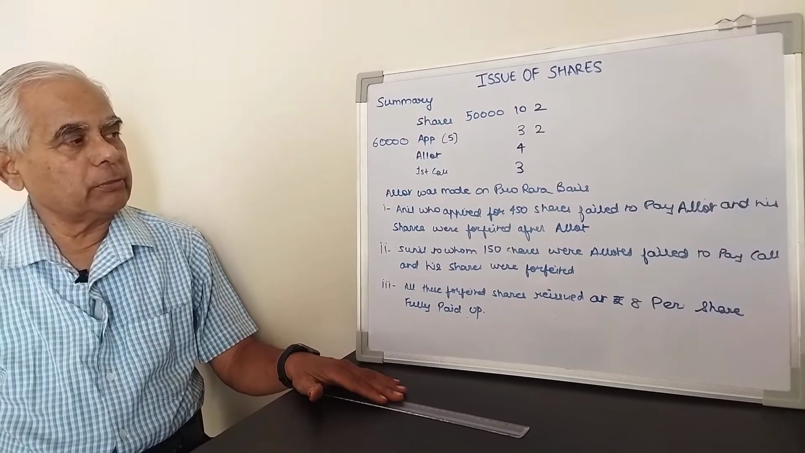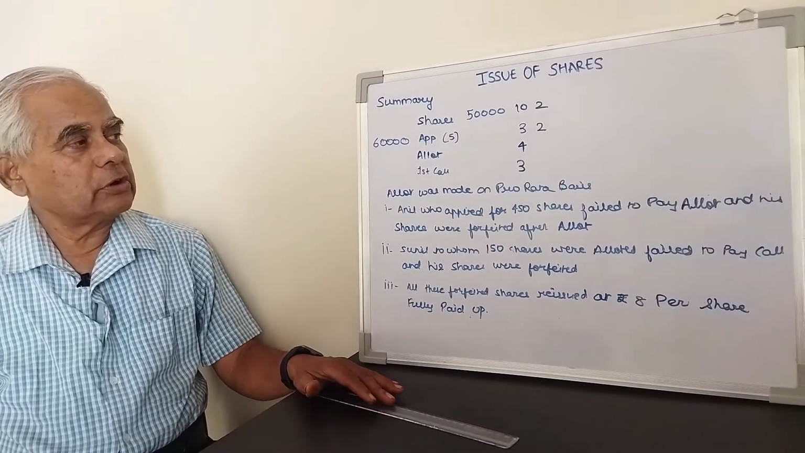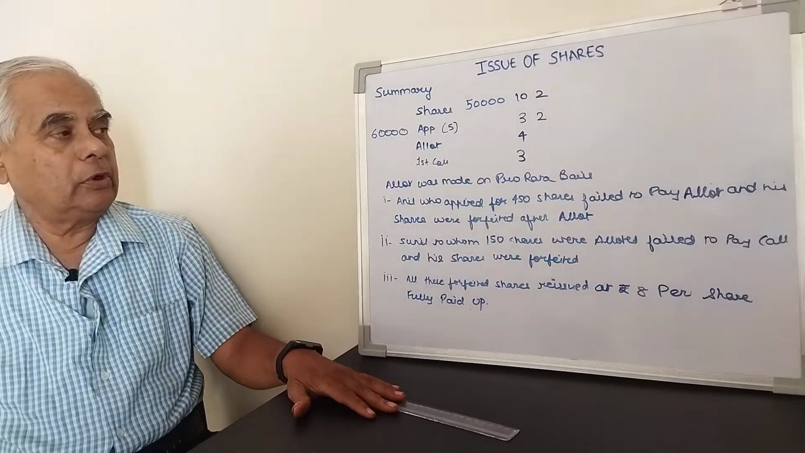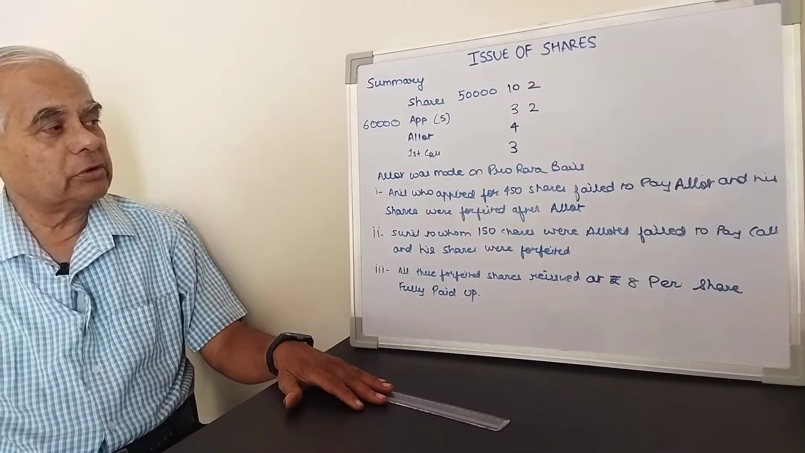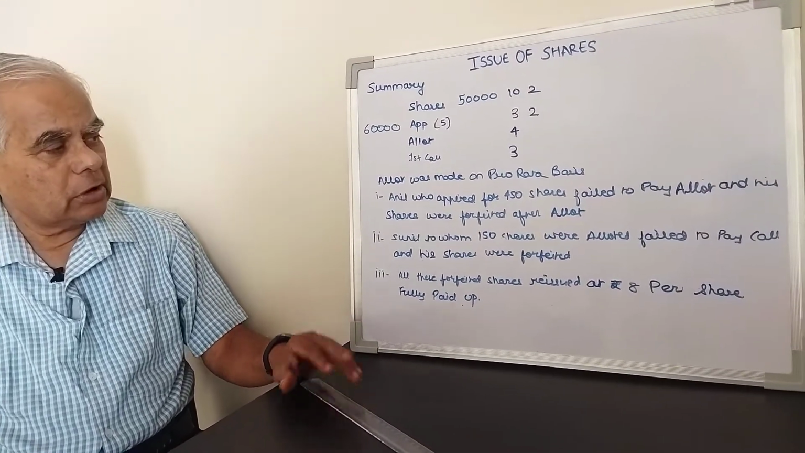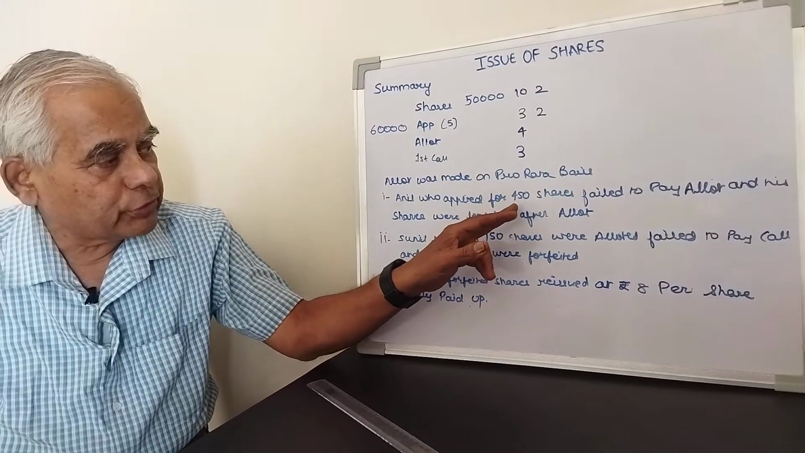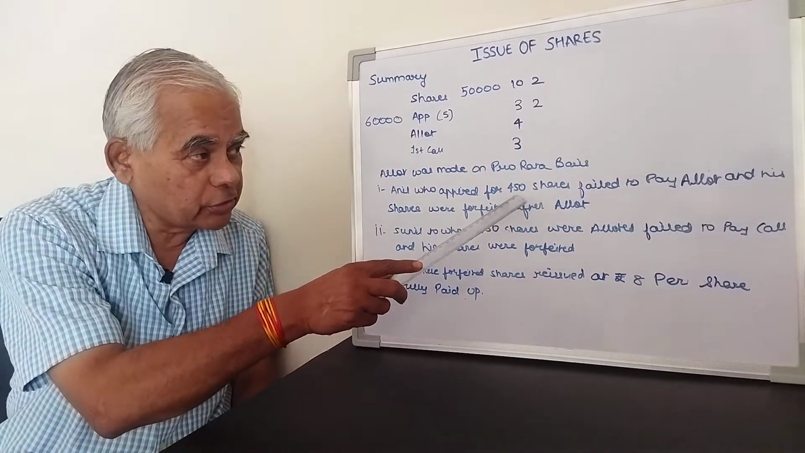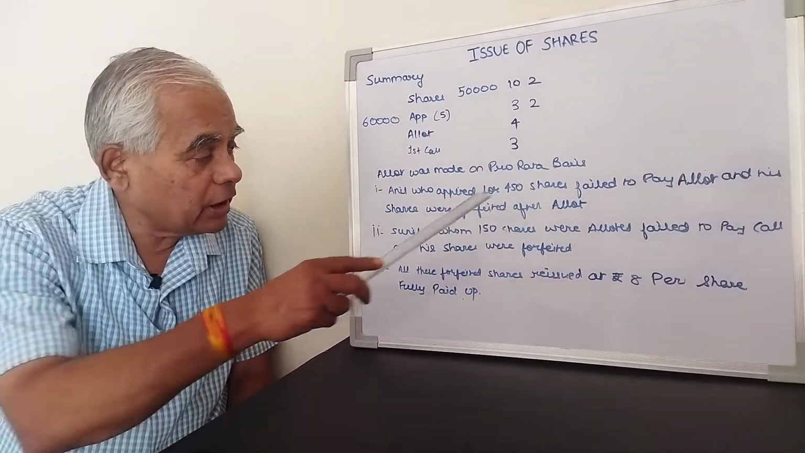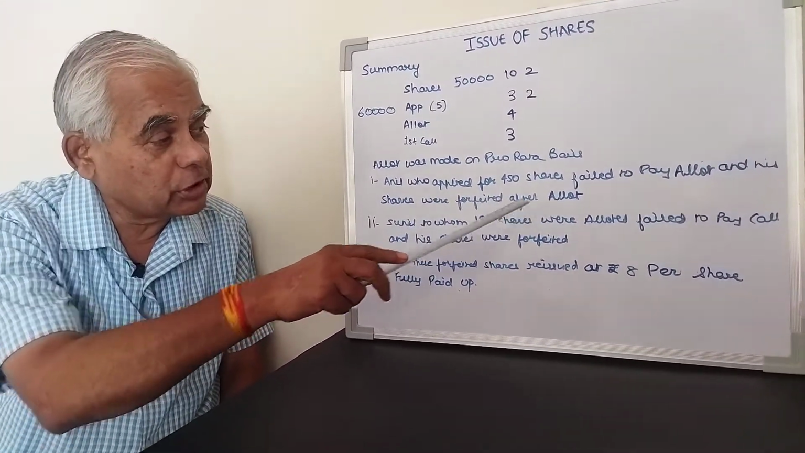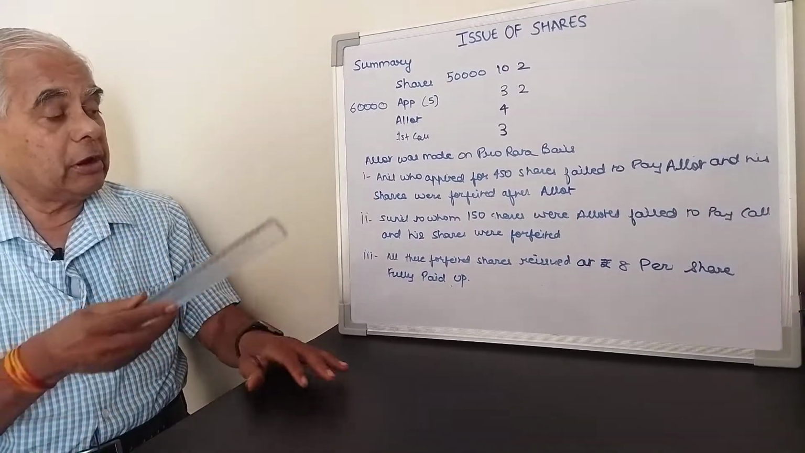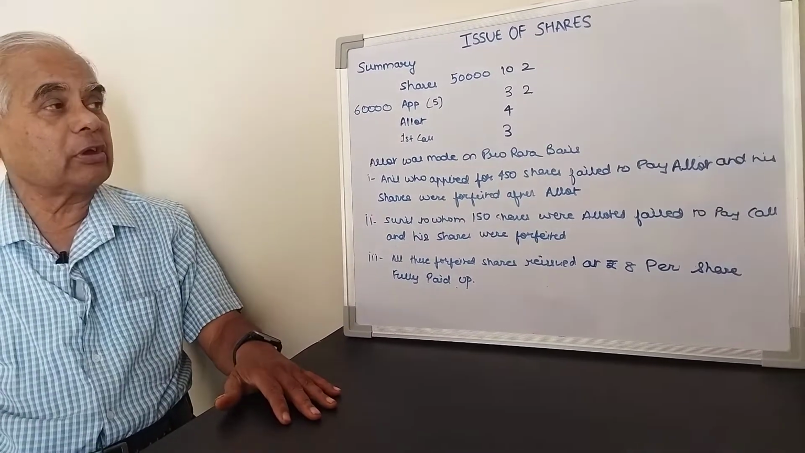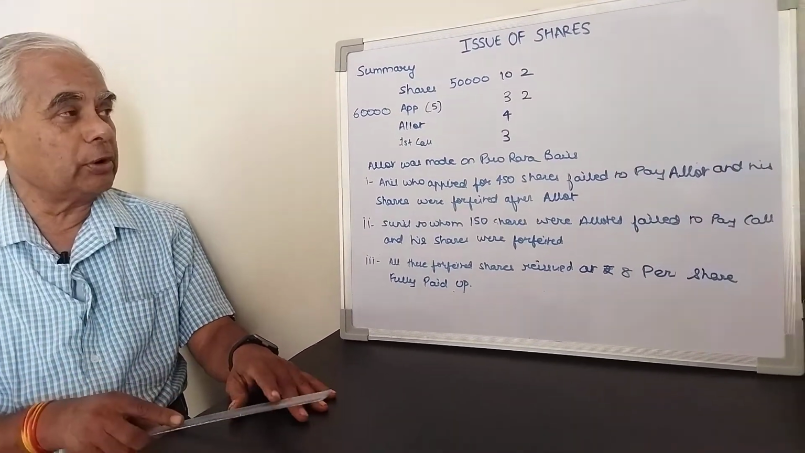In today's problem, we find that the security premium is demanded at the time of application. How do we handle the situation? And one more thing: Anil, who applied for 450 shares, failed to pay the allotment and his shares were immediately forfeited after allotment. Anyway, these two situations are a little bit new. How to solve the problem, we'll see. But before that, a summary of the problem.